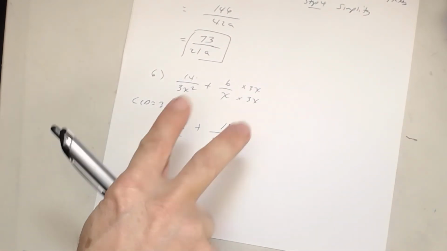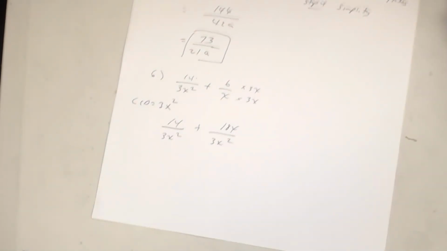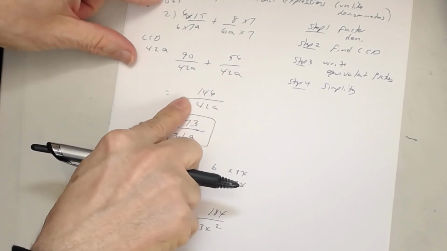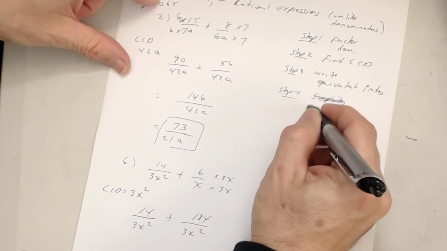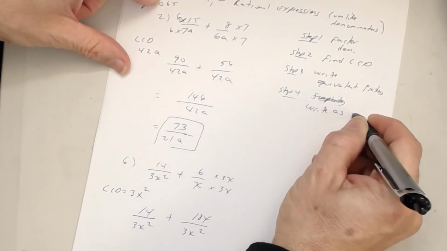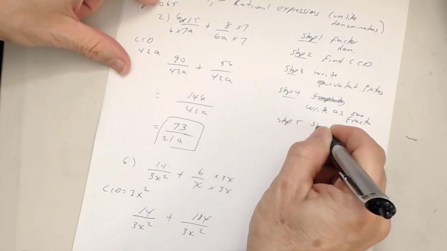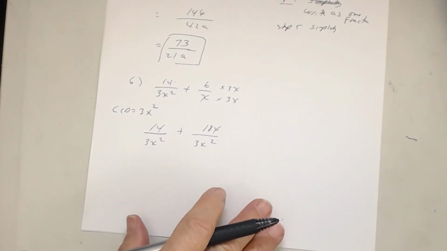Once you write equivalent fractions, what's the next step? Simplify. Now, maybe I should have said this, because if you look at the previous one, before I simplified, I wrote as one fraction, right? So let me just say this. Let's do this. Step 4, write as one fraction. Sorry. And then step 5 would be to simplify. Okay? So step 4 is to write as one fraction.